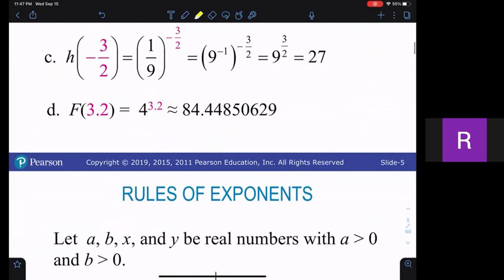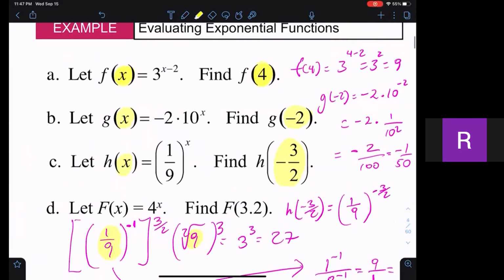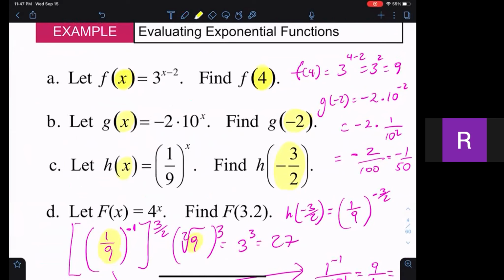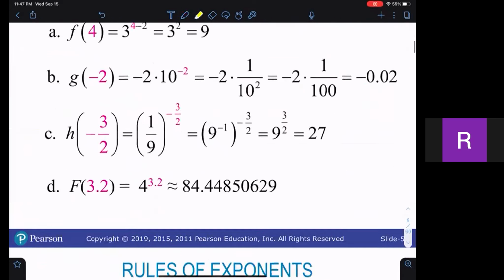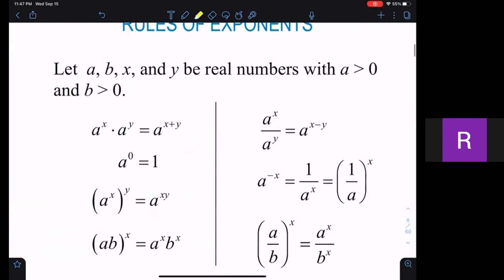Okay, so you can see how they did it, right? And the last one is just plugging in 3.2. At that point, you can use your calculator, right? For that 3.2. Okay. So, rules of exponents.